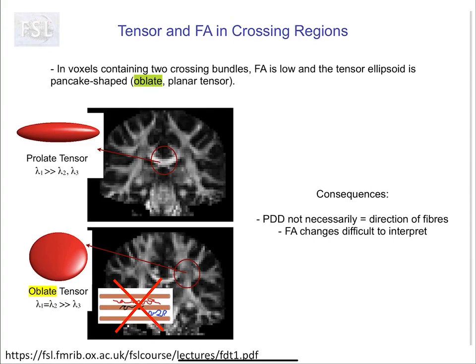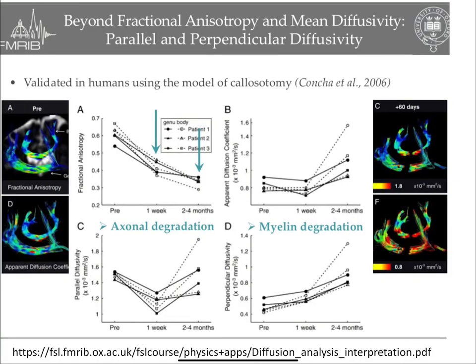This is an example of that, where they looked over several months in humans at this decrease in the parallel diffusion, and they attributed that to axonal degradation, and an increase in the transverse that they're relating to myelin degradation. Granted, this is only 3 data points. There's a lot of interpretation going on here, so whether this is true or not is open to debate, but it gives you a sense of how people are using this data.